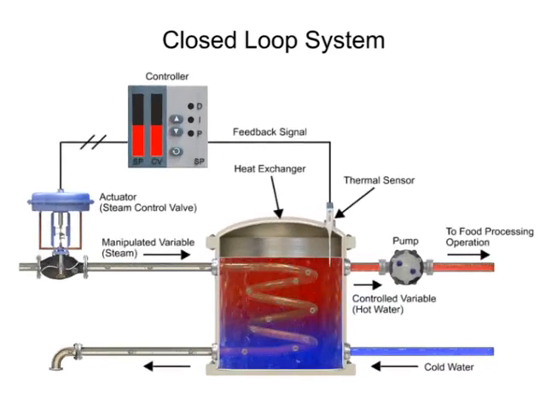The heat exchanger supplies heated water to a food processing operation. Cold water enters the bottom of the vessel where the water temperature rises as it passes through steam-heated coils before flowing out of the pump at the top.